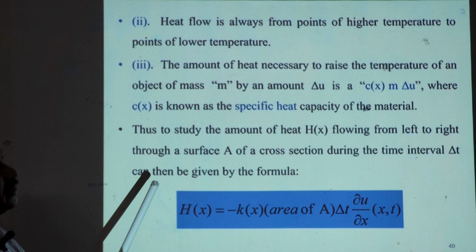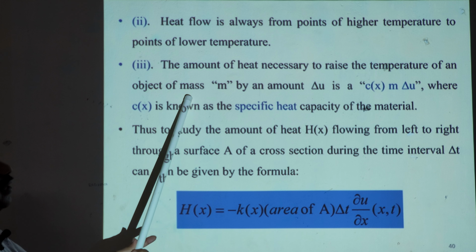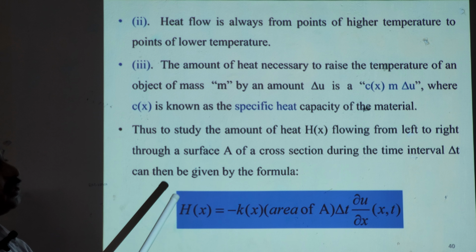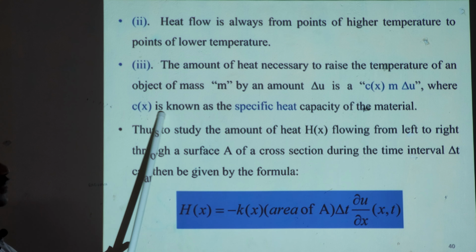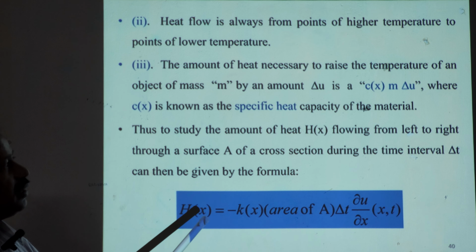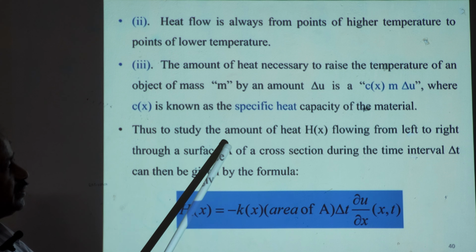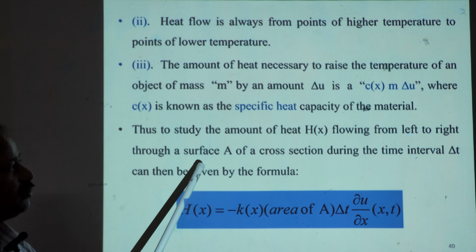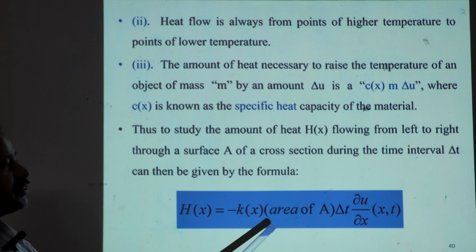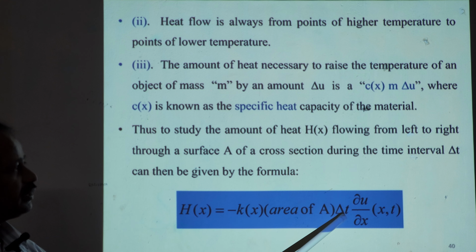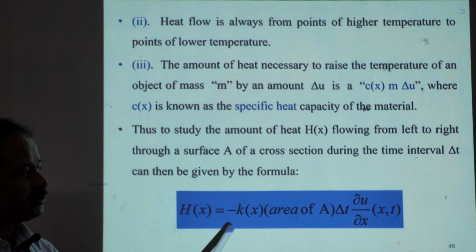The amount of heat necessary to raise the temperature of an object of mass m by an amount del u is c of x times m del u, where c of x is known as the specific heat of the material. We study the amount of heat h of x flowing from left to right through a surface area of a cross section during the time interval del t, given by this formula.